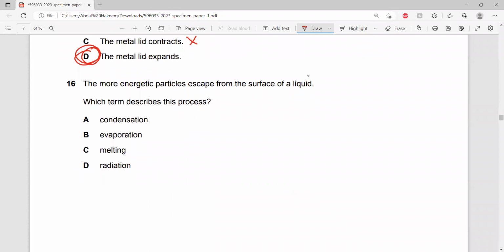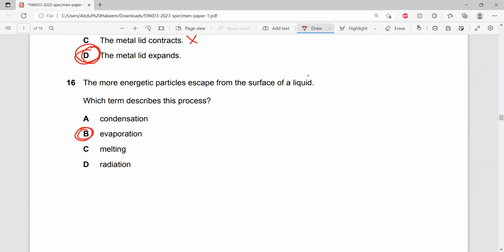Okay, now question number 16. More energetic particles escape from the surface of the liquid. So escaping from the surface of the liquid is a change of state. Which term describes this process? Evaporation. Escaping of molecules from a liquid is either boiling or evaporation. But in boiling, molecules can escape from the entire liquid, even from the bottom, the middle, and the top. But when it is mentioned escape from the surface of the liquid, then definitely it's evaporation.